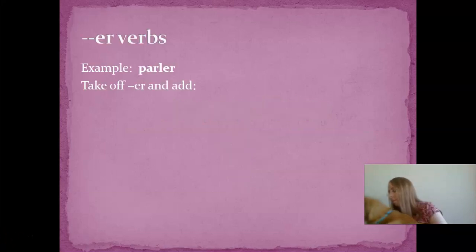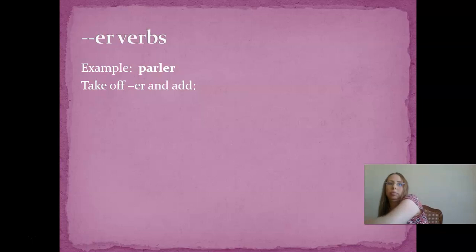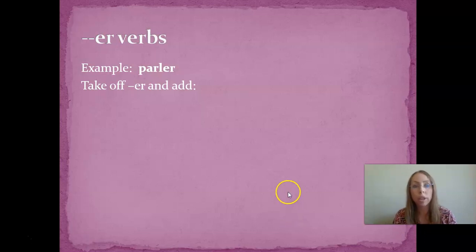So thank you, Ozzy. So let's look at parler, an example of an ER verb. Once you can do this, you can do all the other verbs that have ER at the end of them. You remember what parler means? To speak, right? So how do you form any ER verb? You take off the ER, and then you're going to add a different ending each time.